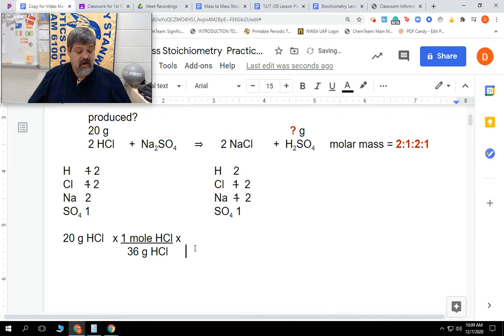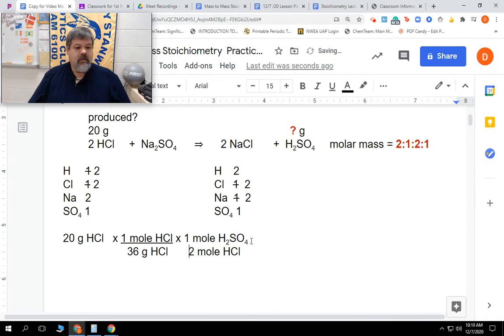So I can go to the bottom, and I can put down 1 mole of HCl is going to equal, and that's not 1 mole, it's 2 moles, because I have to do that one. 2 moles equals 1 mole of H2SO4. Okay, so we have that one.